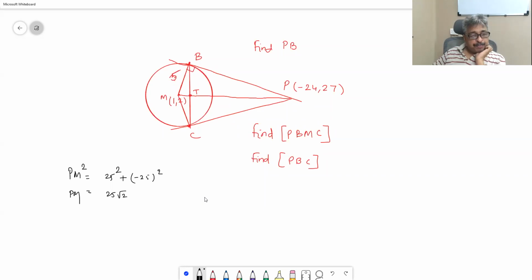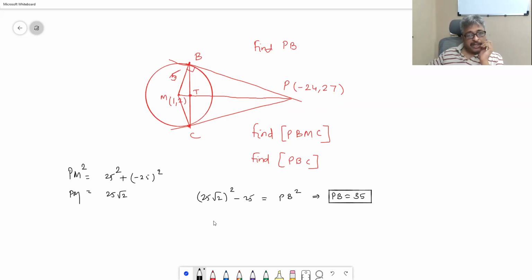And therefore (25 root 2) square minus 25 is equal to PB square. And if you do this calculation, you will get PB is equal to 30. That is the easiest way to do it.